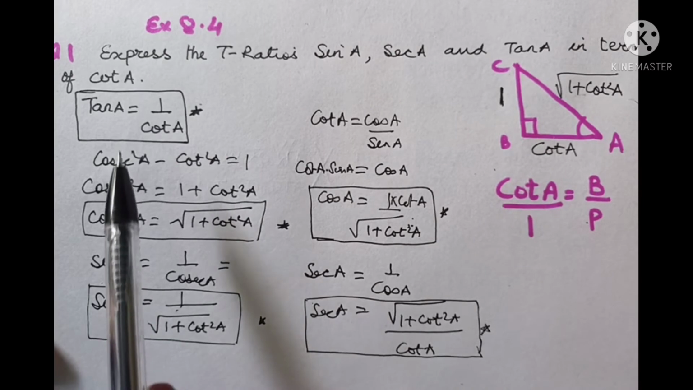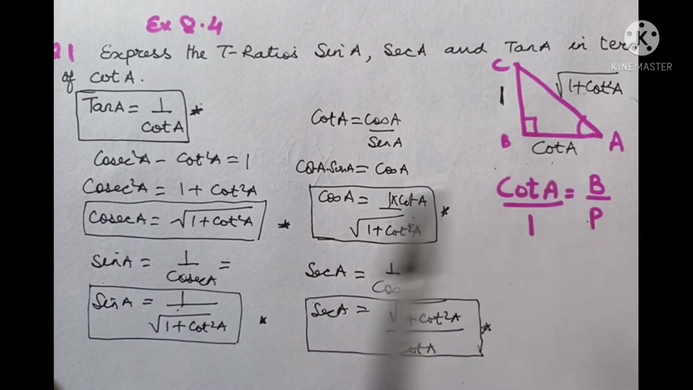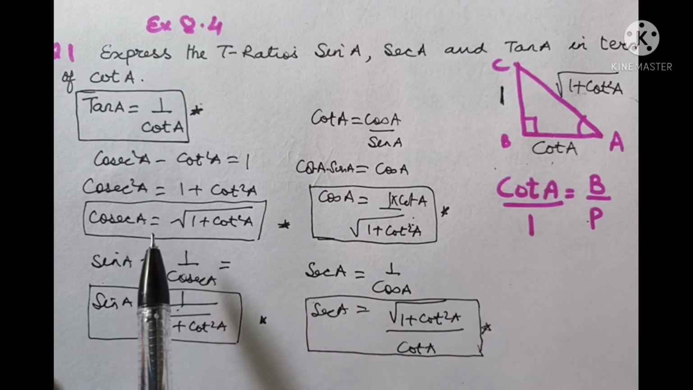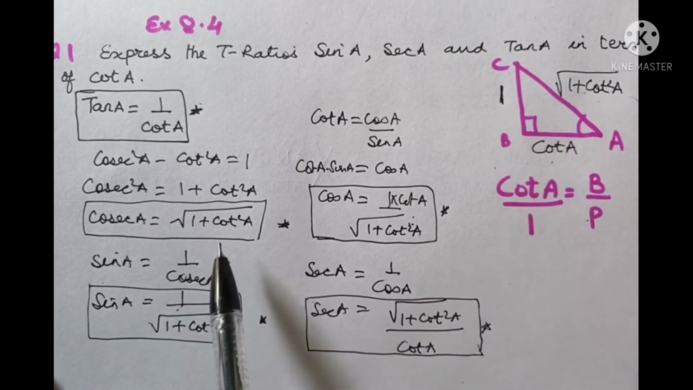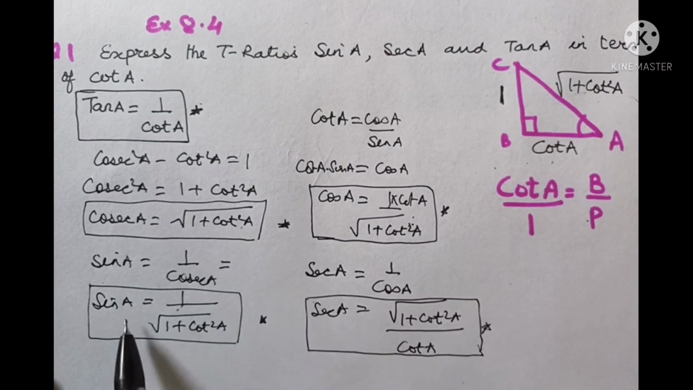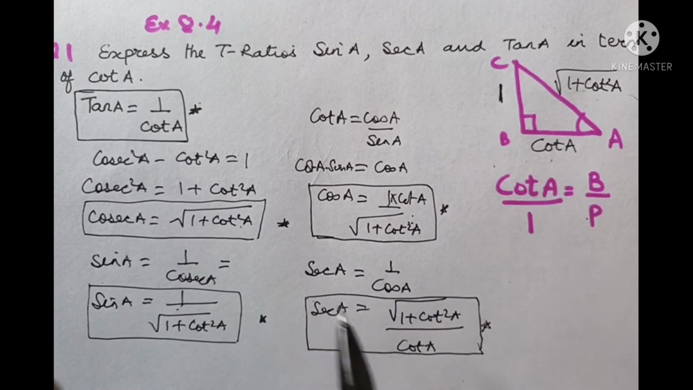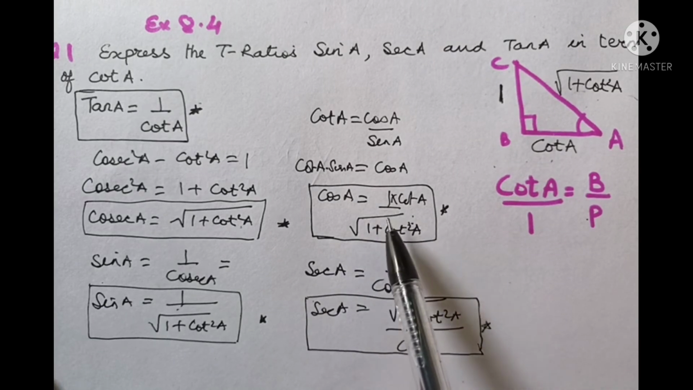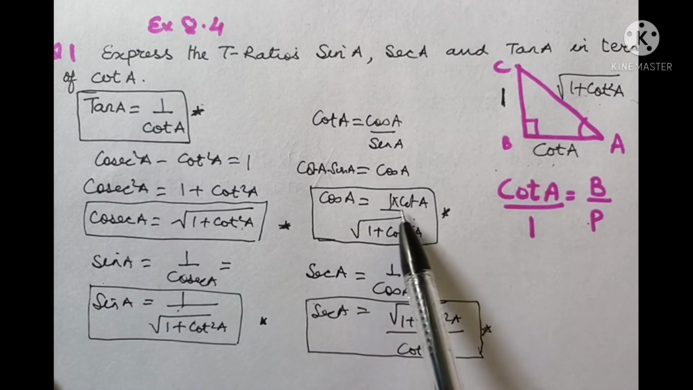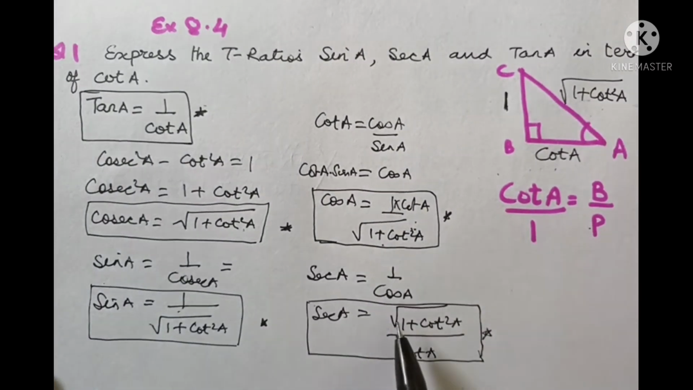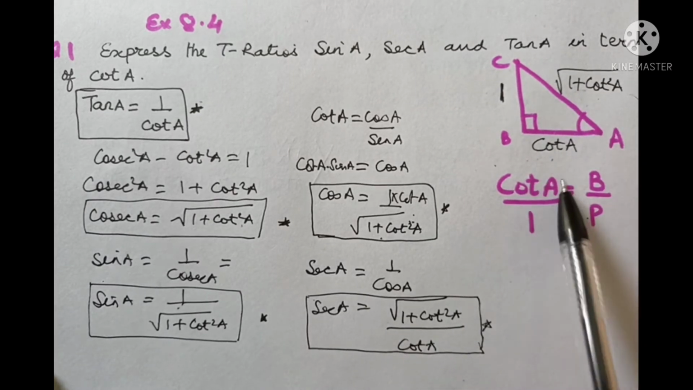Let us see how. Tangent A is perpendicular upon base, so 1 by cot A. Cosecant A is the reciprocal of sine, so h upon p, so root 1 plus cot square A upon 1, hence root 1 plus cot square A. Sine A is perpendicular upon hypotenuse, so 1 by root 1 plus cot square A. You can see that we have got it. Then cos is base upon hypotenuse, so base is cot A, hypotenuse is root 1 plus cot square A, so we get cot A upon root 1 plus cot square A. And secant A is hypotenuse upon base, so root 1 plus cot square A upon cot A.